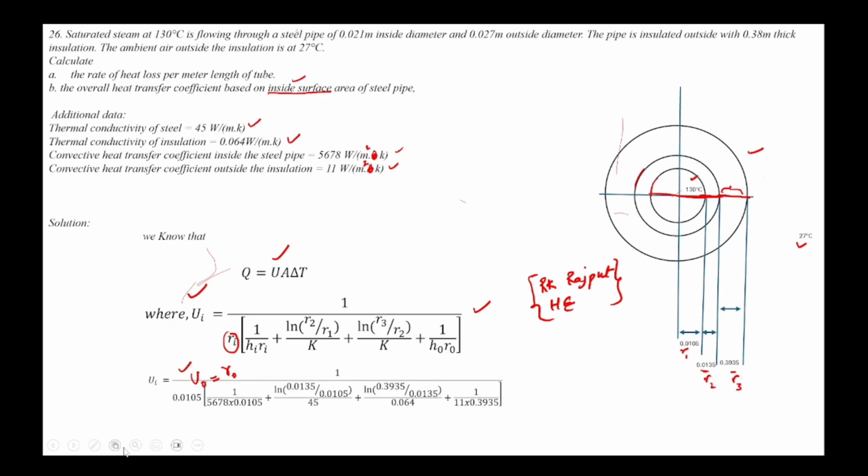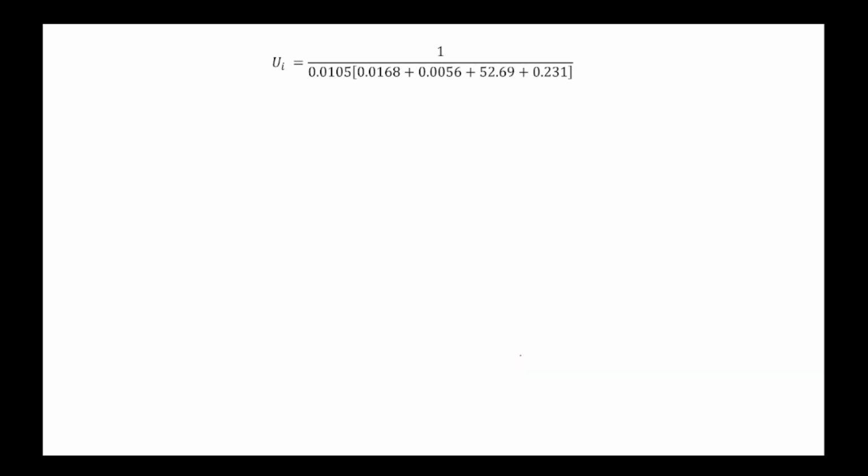So next, putting all the values, we have all the values for UI. We have Hi inside, Ri ln R2 by R1, R2 R1 steel, that is Ka, and this is Kb. So R3 by R2, R3 R2, and this is the insulation, which has a thermal conductivity of 0.064, upon 1 upon H0 R0, outside. So this will give the value of UI will be this.